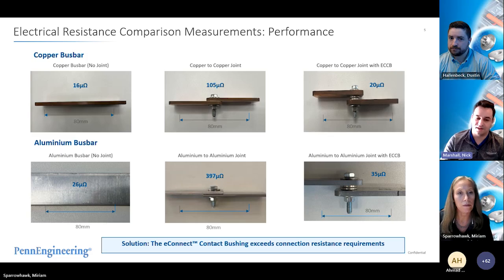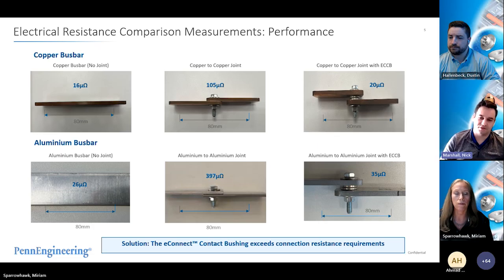However, where we really see the difference is when we shift to those two middle images, where we're joining the copper to the copper and the aluminum to the aluminum with a bolted joint. And this is pretty typical of what we see in the industry today. These are non-plated bus bars for this illustration, but what we're showing is just the impact that adding that bolted joint can have on the resistance of the connection. So across that same 80 millimeter span, we're going from 16 microohms to 105 in copper, and even more significant in aluminum, we're going from 26 microohms to 397.